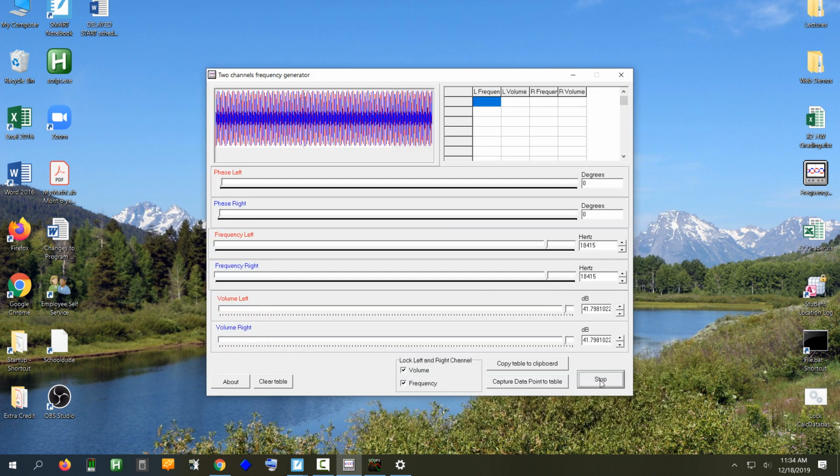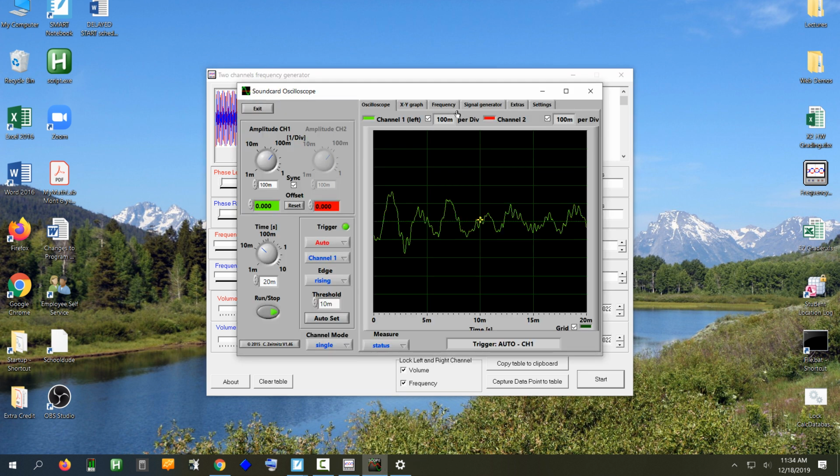All right, so when I play that, okay, does anybody hear it? You hear it? Anybody not hear it? You don't hear it? Tell people know. All right, let's look at the oscilloscope.